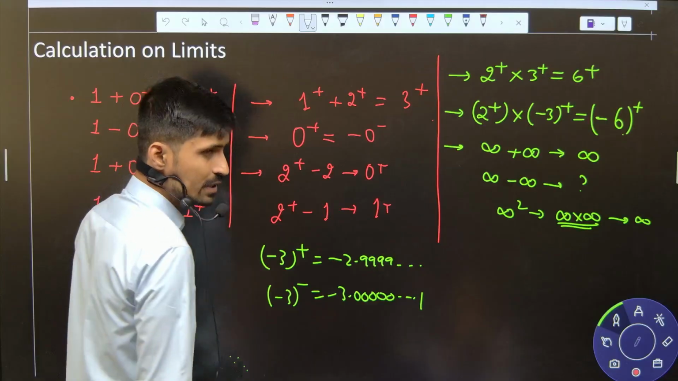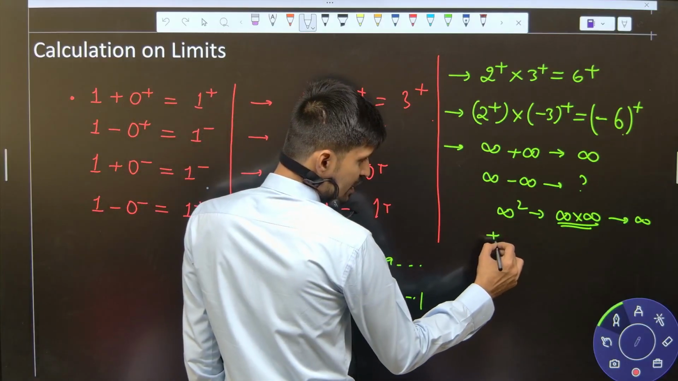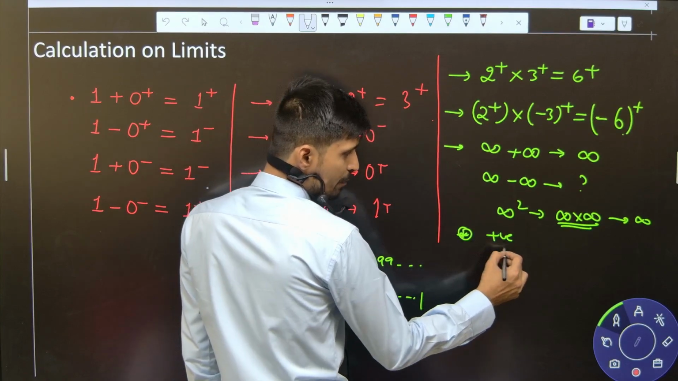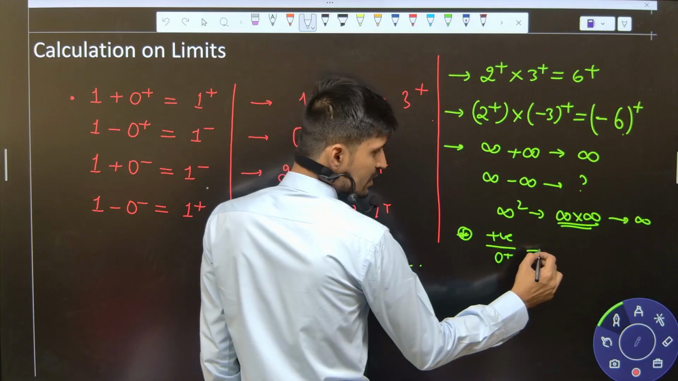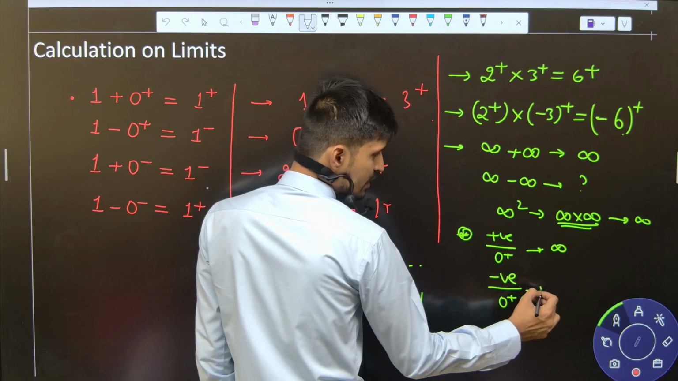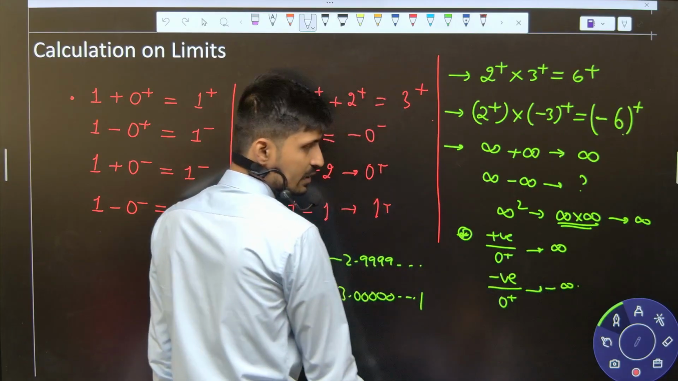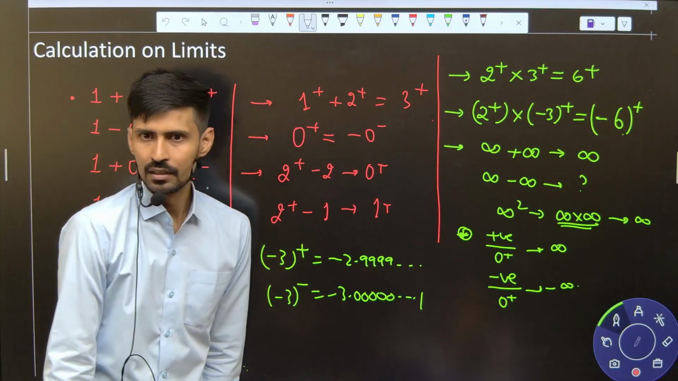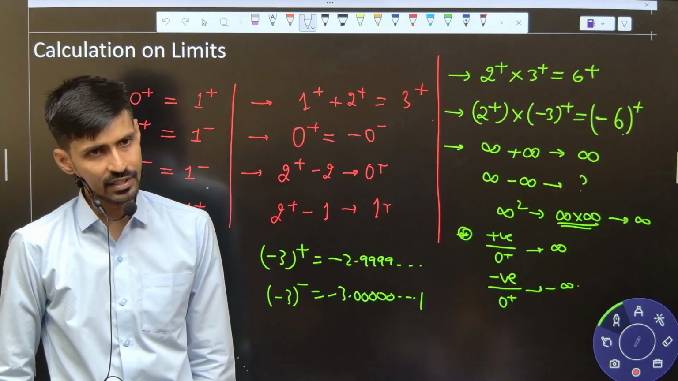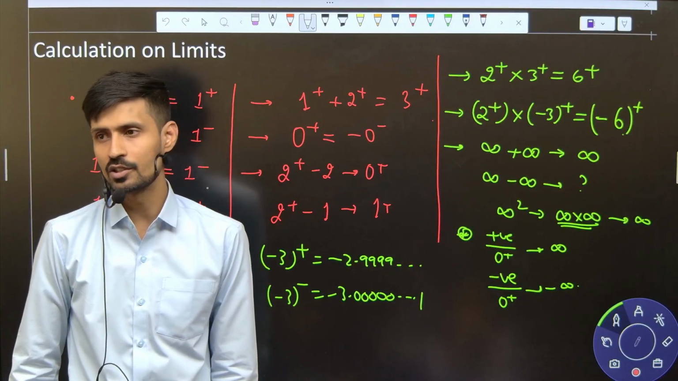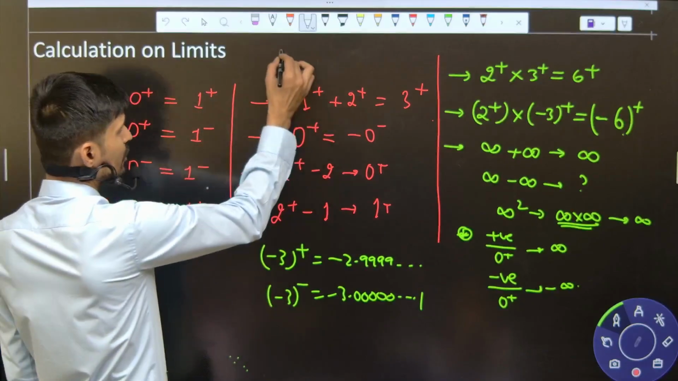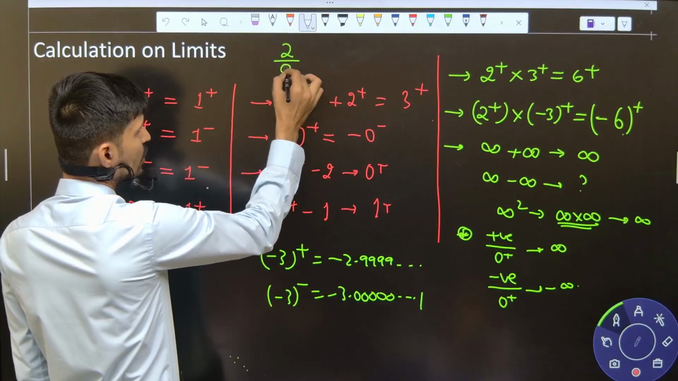Okay? Now, say this. Any positive number, this you have to remember. Any positive number divided by 0 plus is infinity. Any negative number divided by 0 plus is minus infinity. Any positive number divided by 0 minus is minus infinity. So you learned something like this in your 10th class, 2 by 0 is infinity.